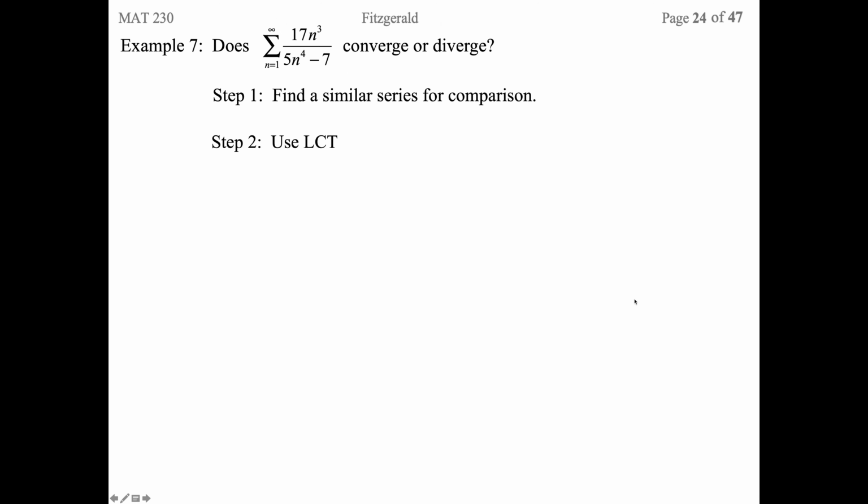All right, example 7. Okay, find me the comparison series. Pause the video and play again to double check we got the same thing. Okay, welcome back. You should have gotten 17 over 5n for the sequence function. Drop the minus 7, simplify the n's, and this is what we're going to compare it to. All right, so now we're going to use the LCT test. Look at this comparison series. It's n to the first power, which tells me it's going to diverge for that harmonic series.